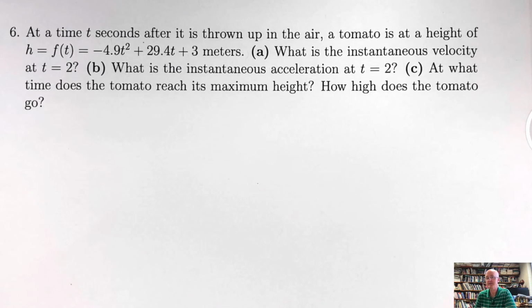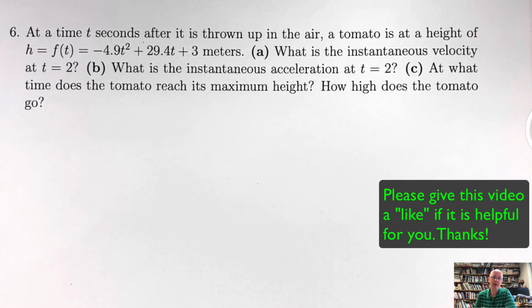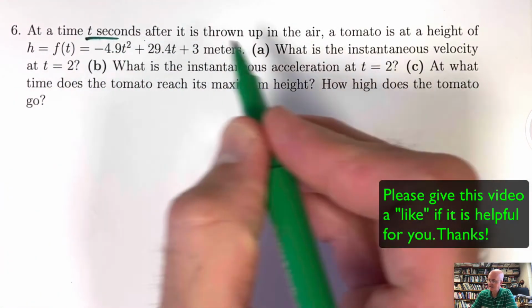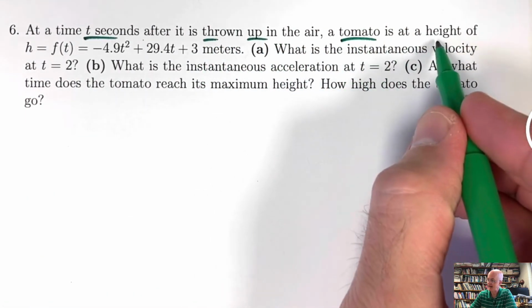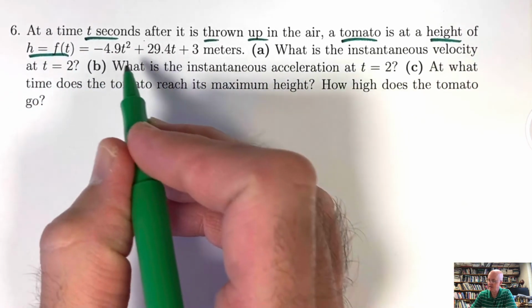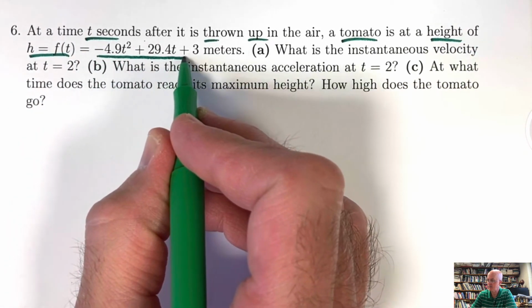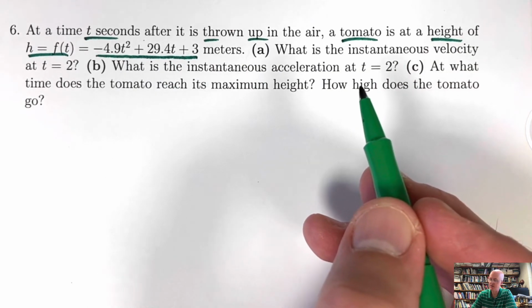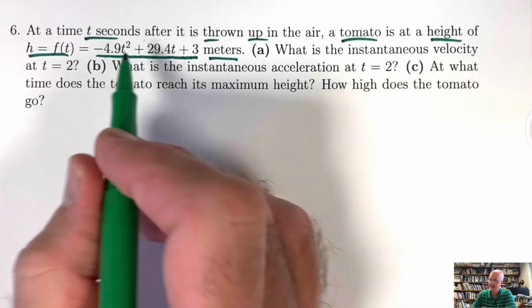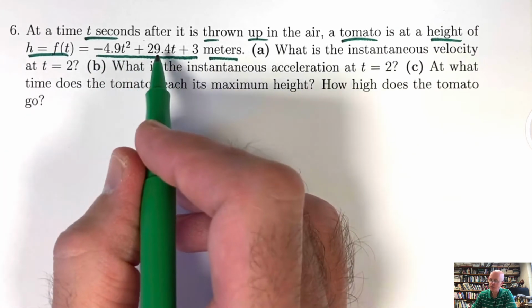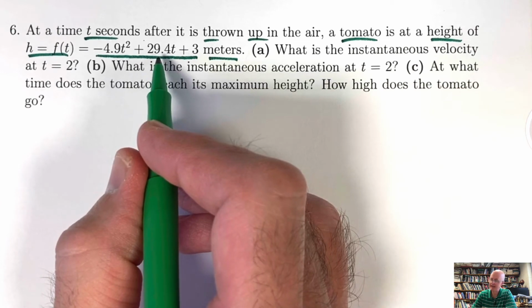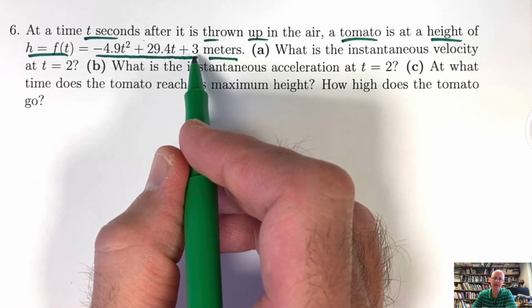Our last problem is a physics problem about throwing a tomato straight up in the air and not worrying about when it comes down and goes splat on the ground. At a time t seconds after it is thrown straight upwards, and then it comes straight back down, a tomato is at a height of h equals f of t equals negative 4.9 t squared plus 29.4 t plus 3 meters. The negative 4.9, just for background, is related to the acceleration due to gravity. 29.4 is the initial upward velocity, and 3 is the initial height.